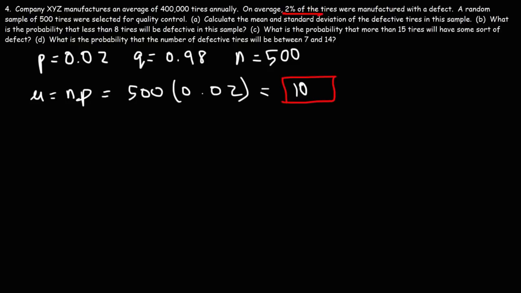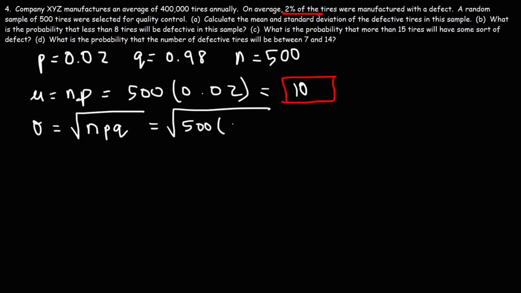Now let's calculate the standard deviation. The formula that we're going to use is this one. It's the square root of N times P times Q. So N is 500, P is 0.02, and then Q is 0.98. So this is going to be 3.13. So that is the standard deviation in this problem. So that's it for part A.